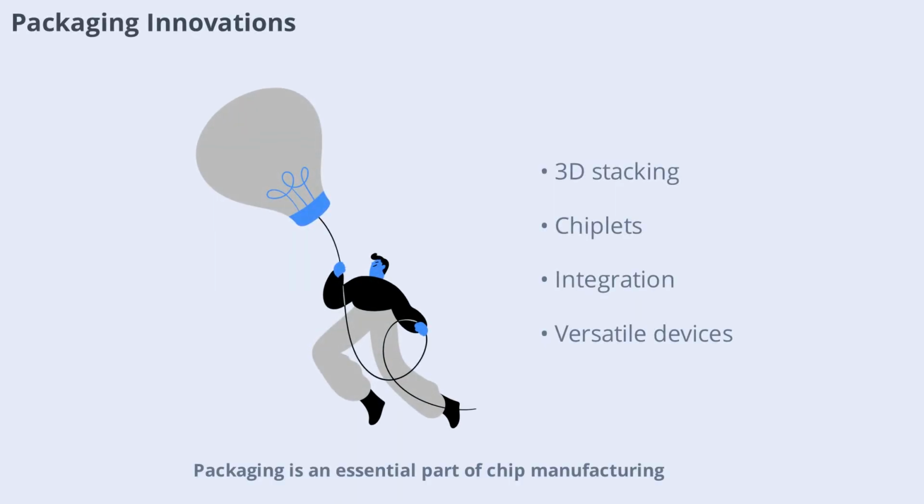Packaging is an essential part of chip manufacturing. New techniques like 3D stacking and chiplets allow for greater integration and performance. Packaging innovations help overcome limitations of process nodes, enabling more powerful and versatile devices.